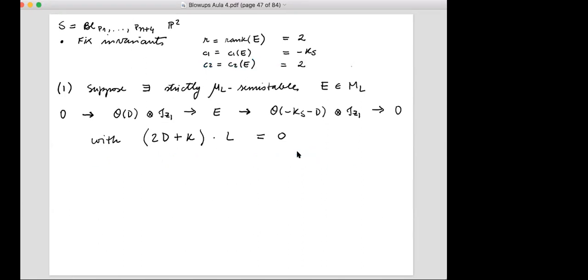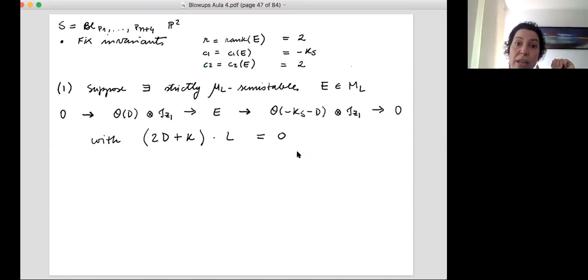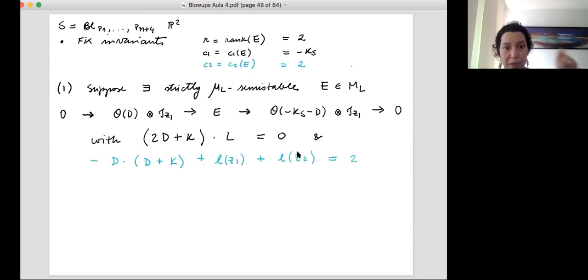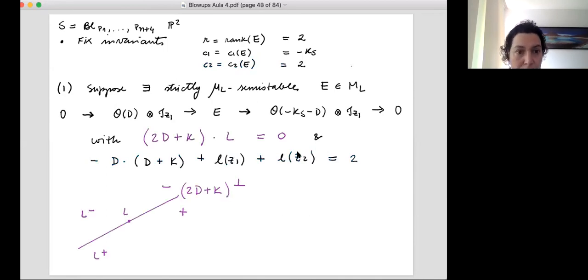And now here we use the numerical constraints, and you compute the second Chern character of E. And this is going to be multiplicative in exact sequences. So you compute this second Chern character, and then you get these numerical constraints on the intersection of D and D plus K and the lengths of Z1 and Z2. Okay. And so what it means is the following then.